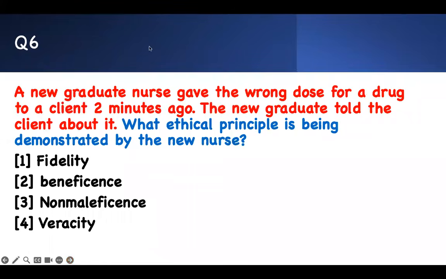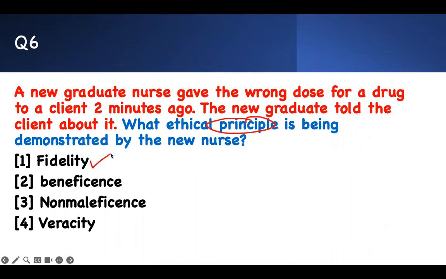Number 6, same strategy I'm using. What ethical principle is being demonstrated by the new nurse? A new graduate nurse gave the wrong dose of a drug to a client 2 minutes ago. The new graduate told the client about it. What ethical principle? I did something wrong and I told you about it.